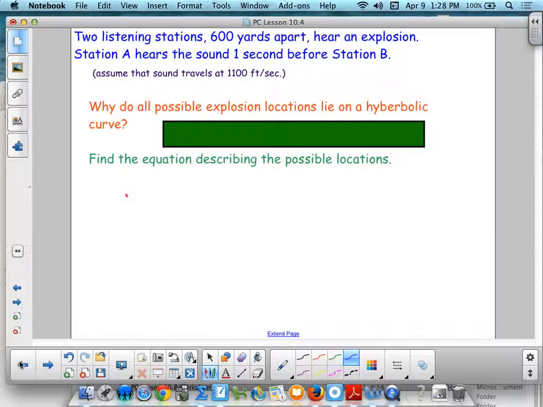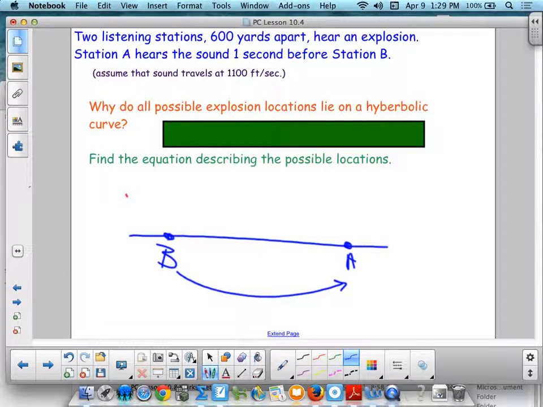Two listening stations, 600 yards apart, hear an explosion. Okay, think about what was said. There's an explosion, and there's a hearing station here, and a hearing station here. They hear the explosion. Okay, how far apart are they? 600 yards. Okay, so can I just do this? Here's A, here's B. What's the distance between them? So from here to here is 600 yards, right?